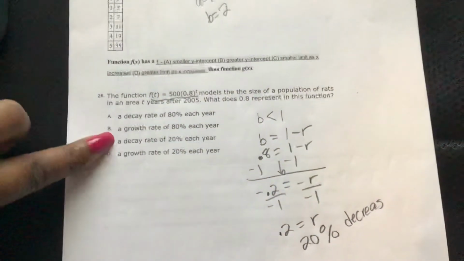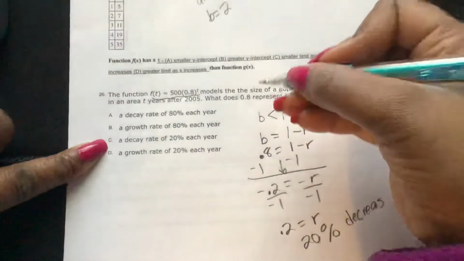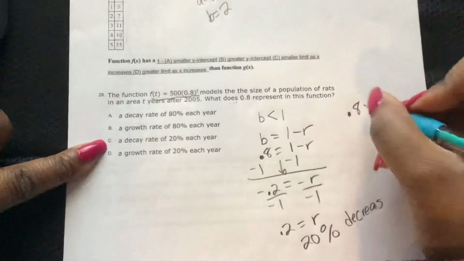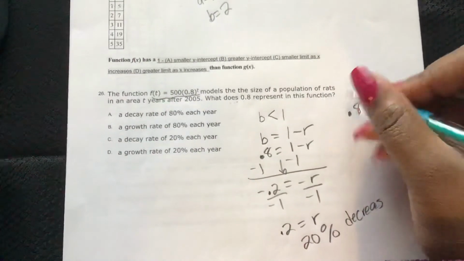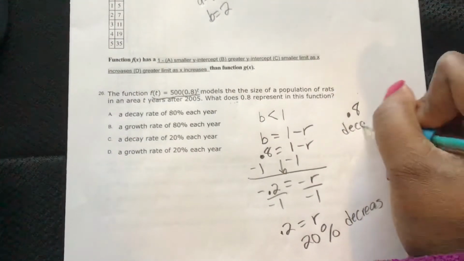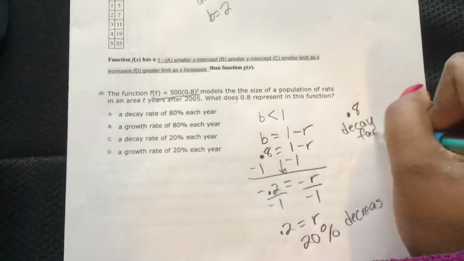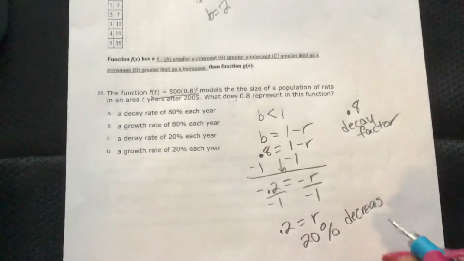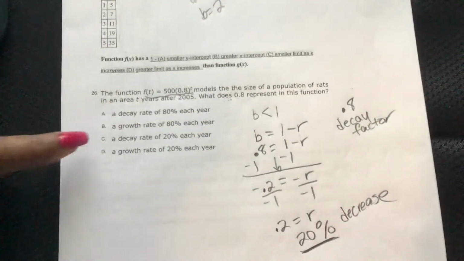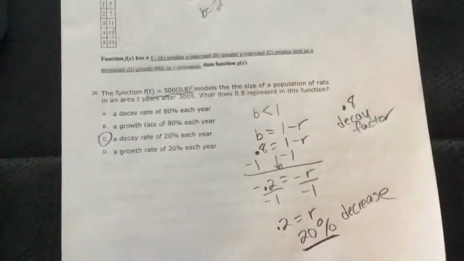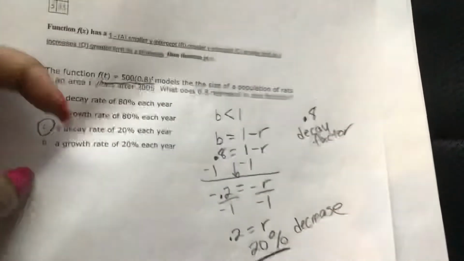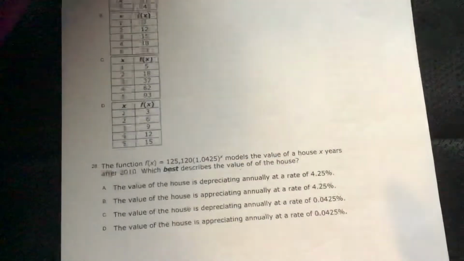So the decay rate is decreased. If they said that 0.8 was a growth factor or decay factor, that would have been correct, a decay factor. Okay, but if they want to know the percent, it's 20% decrease. So that's going to be C. All right, and we have gotten that wrong in the past. You've gotten that confused, okay?